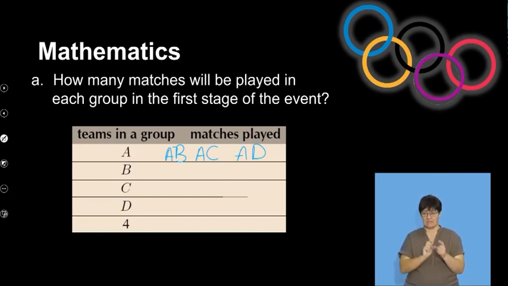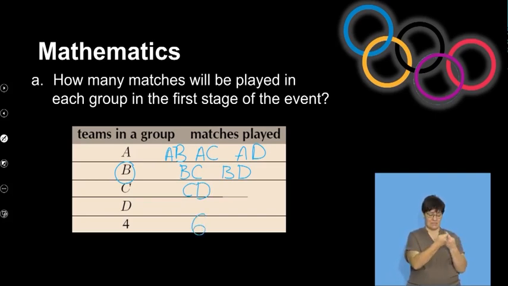Team B would then have to play Team C and Team D, because B has already played A, that's why I haven't written it again. Team C would then have to play Team D. So over here, we can see that there are 1, 2, 3, 4, 5, 6 matches if there are 4 teams. The reason why I haven't put any teams in over here for D is because they've already played everyone. That's question A.